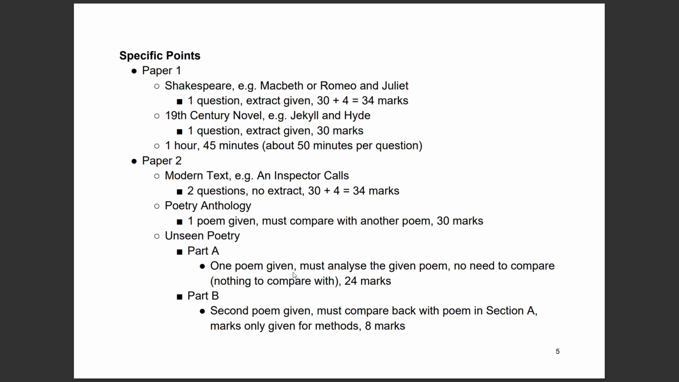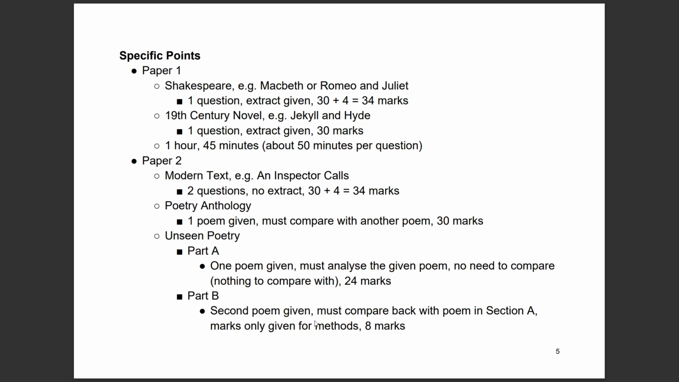Now, unseen poetry is kind of totally different, okay? So you have to be careful here. So there's part A, one poem given. Now, you must analyze that poem. No need to compare. Well, obviously, there's nothing to compare with, all right? So that's 24 marks. So that's fairly straightforward, actually. With unseen poetry, there's good and bad news. So the bad news is that you've never seen these poems before, so that makes it quite difficult. But the good news is that the poems tend to be a little bit easier, okay?